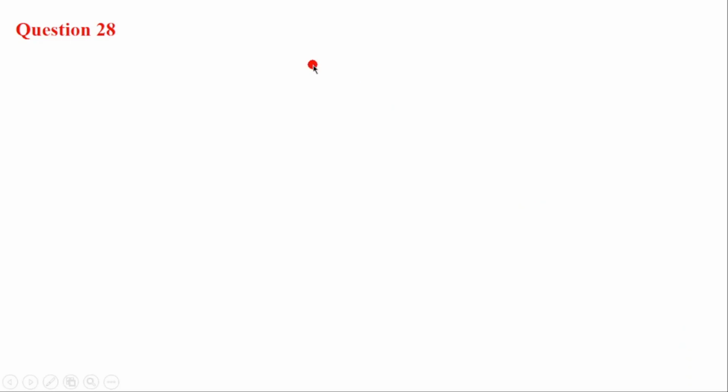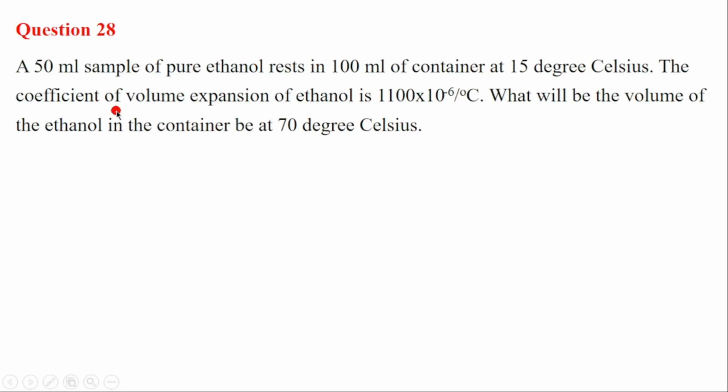Let's move to question 28. Question 28 says a 50 milliliter sample of pure ethanol rests in a 100 milliliter container at 15 degrees Celsius. We have 50 milliliters of pure ethanol in a 100 milliliter container at 15 degrees Celsius. The coefficient of volume expansion of ethanol is this one. What will be the volume of ethanol in the container at 70 degrees Celsius?